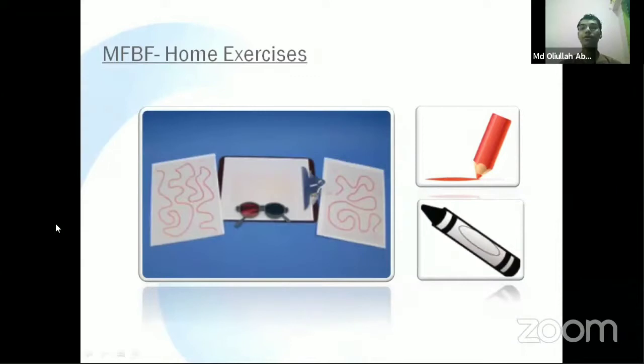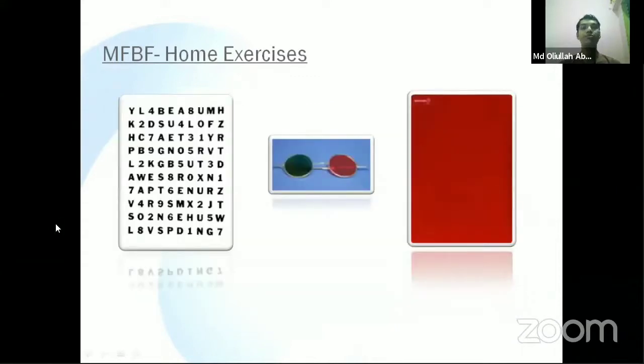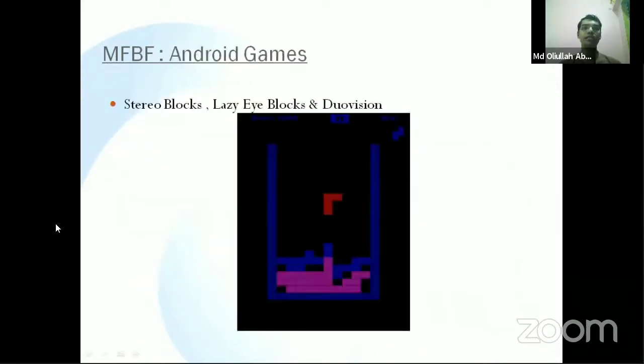And then we have free Android games or free Apple App Store games. I'll come to that. You can just note it down, these are freely available in the App Store: Stereopsis, Lazy Eye Blocks, or Duo Vision. These are all Android games. So in this game, the moment you put these glasses on, the left eye sees only the target, which is red here, and the common color is different, and this eye sees only the blue, so the boundary and the common color.